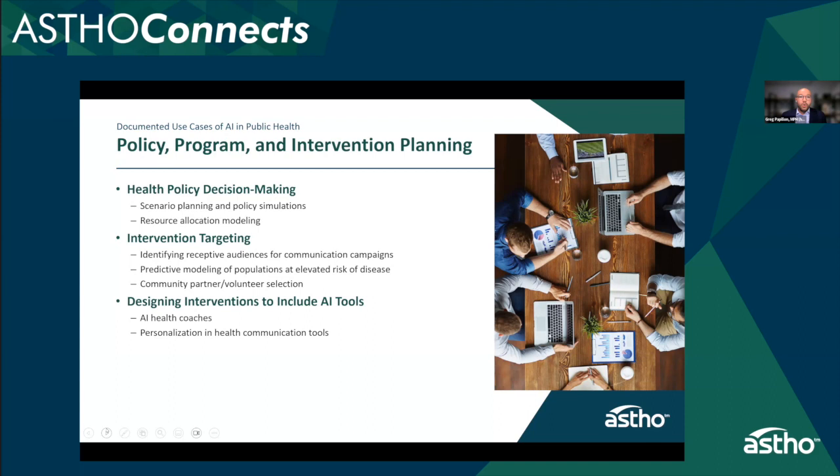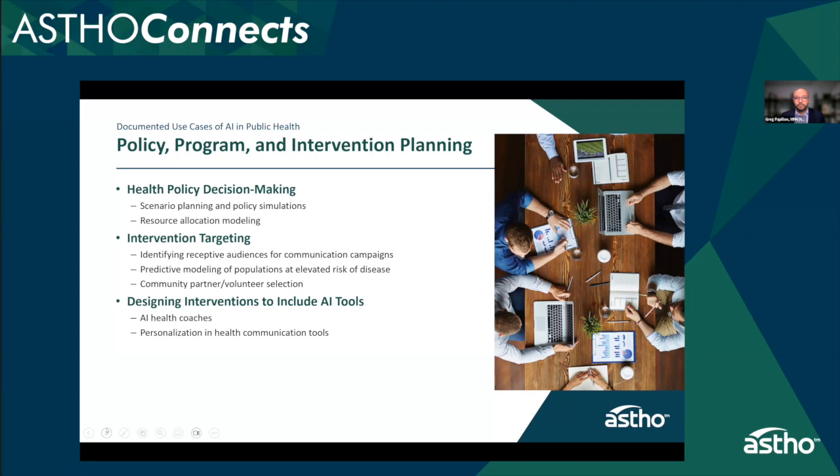AI has shown the potential to be a valuable tool in various aspects of planning at the policy, program, and intervention levels in public health. It can function as decision support, as Jamie mentioned, empowering decision makers by providing insights and simulations that aid in making informed choices. One example of this is AI models simulating the impacts of beverage taxes and informing policy decision making through that. There's also been documented success in using AI tools to better target the right populations with interventions, such as in using AI analysis of social media data to help identify receptive audiences for anti-smoking campaigns.